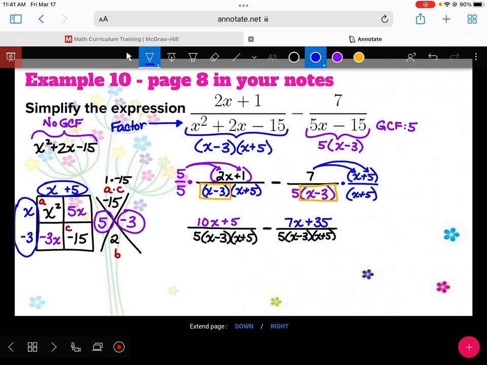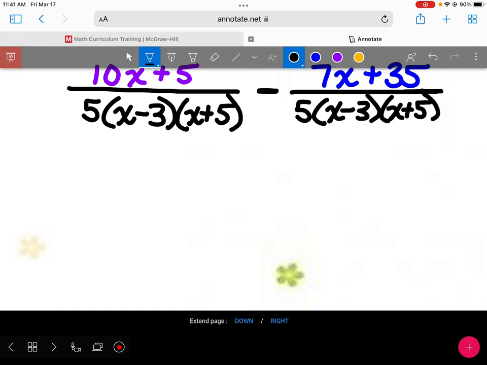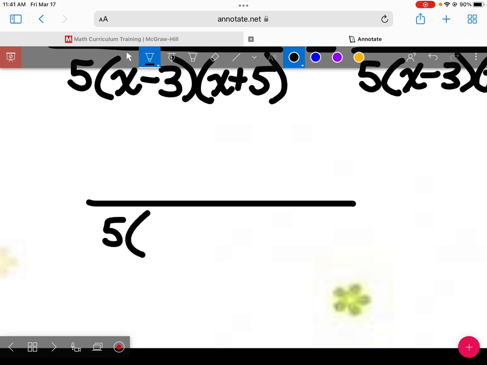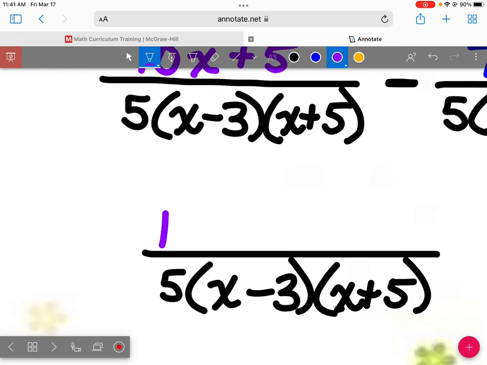One of the things I want to point out real quick. When you write these factors down, if they are in a different order, that does not matter. Because when I multiply things together in my calculator, the order that I do that in does not affect the answer. We got to be careful. All right, I'm going to write down my denominator, 5 and x minus 3, x plus 5 on the bottom. My first numerator, I'm just going to recopy, 10x plus 5.